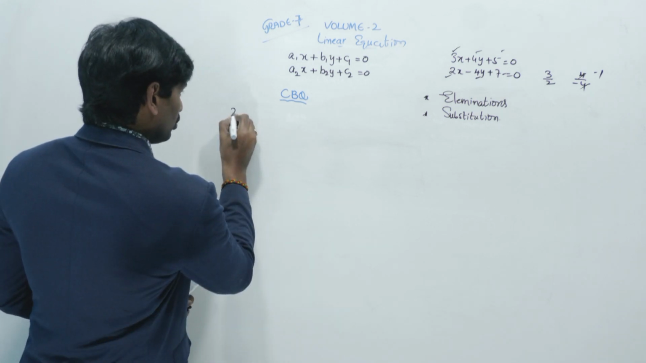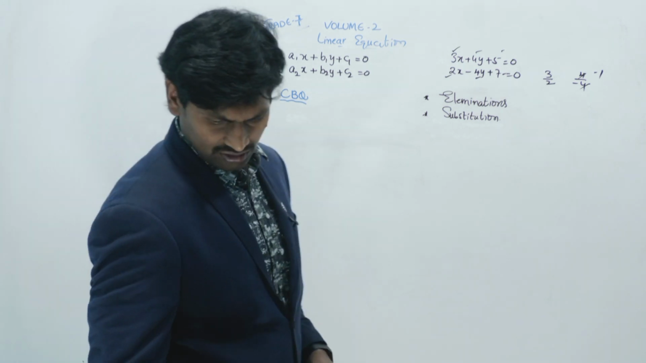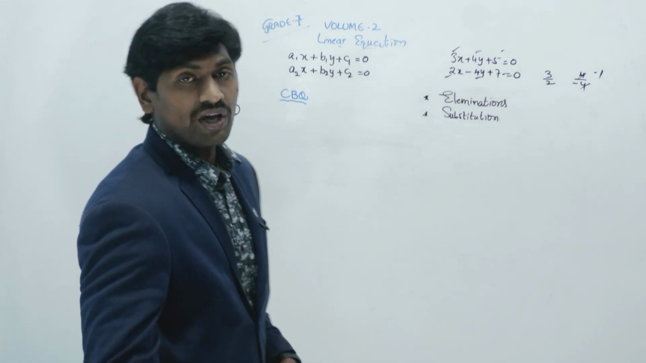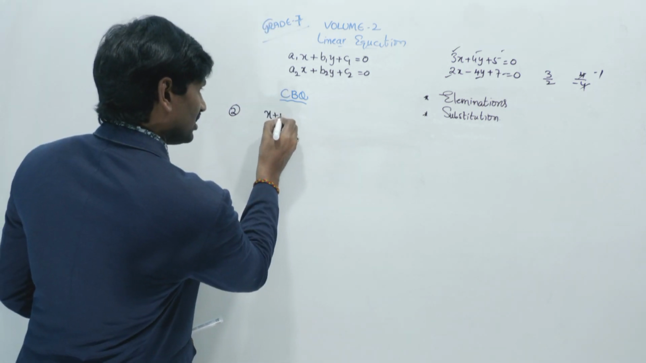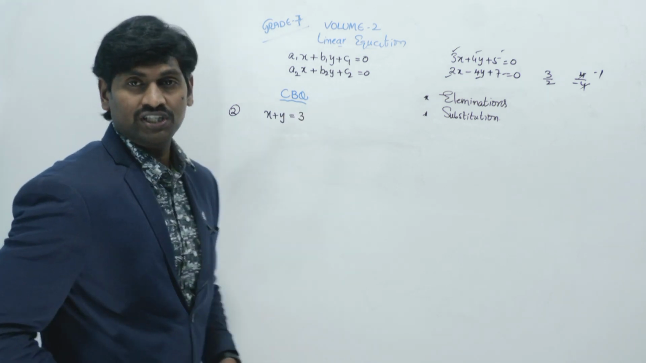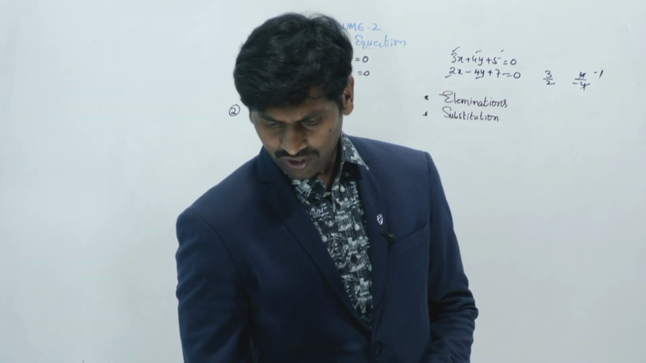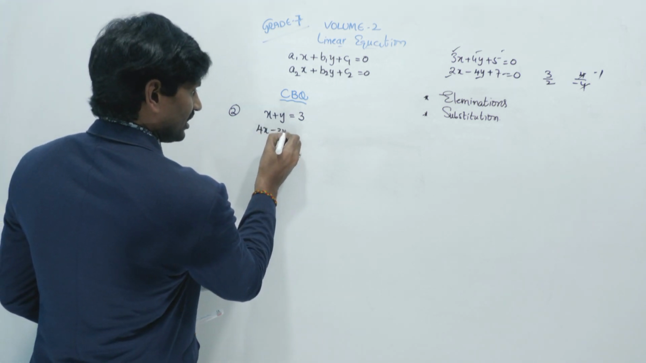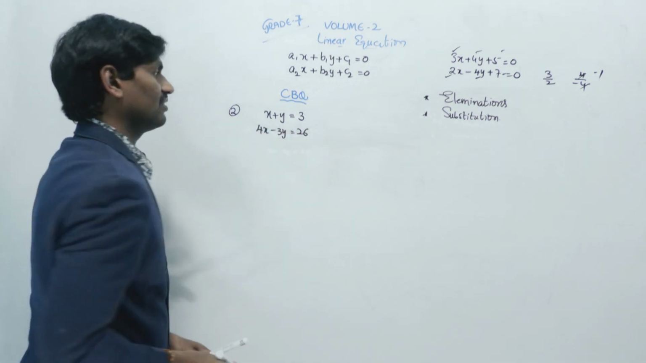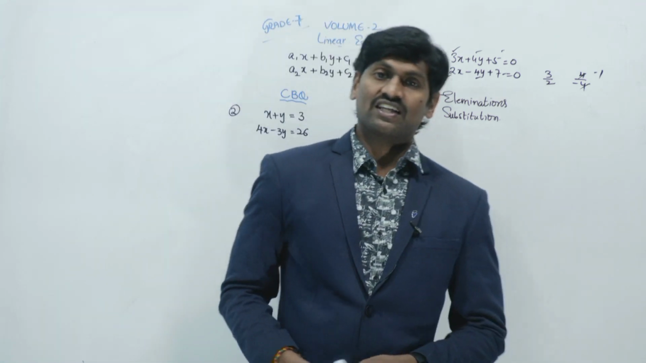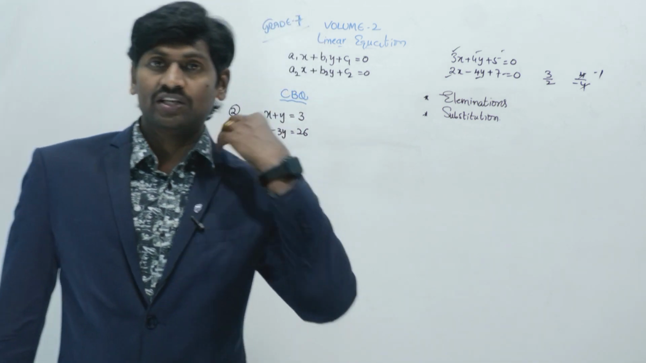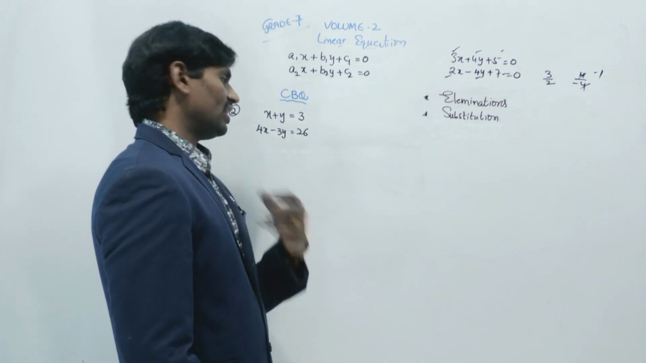Second one, the two linear equations are given. The first equation is x plus y equals 3, and the second equation is 4x minus 3y equals 26. There are two equations given, so we need to find the x value.